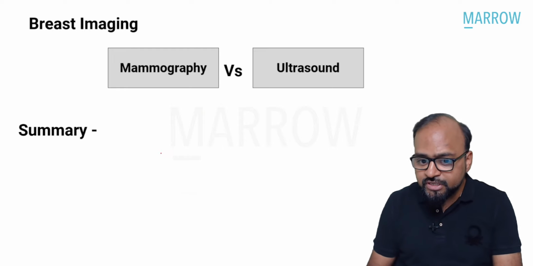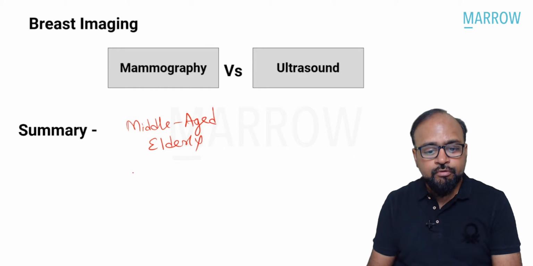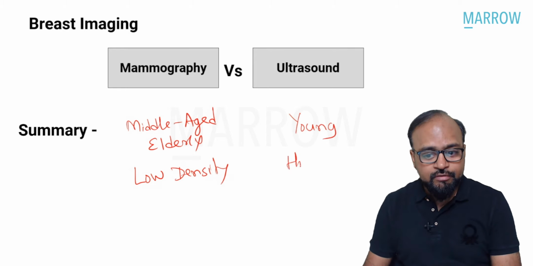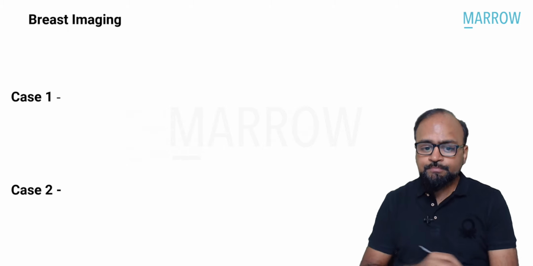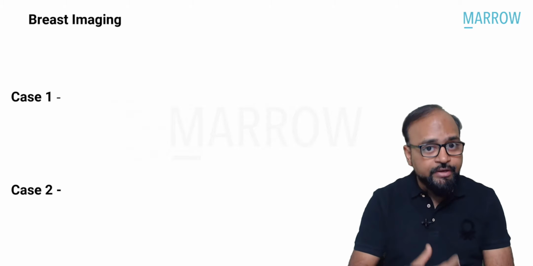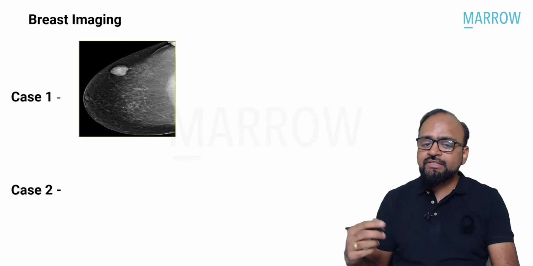So to summarize, we have just discussed mammography is used predominantly in the middle-aged to elderly patients, that is those which have low density breasts, whereas ultrasound is best suited for young patients with high density breasts. Right, now let us look at a few cases that will also help us compare mammography and ultrasound and its advantages and disadvantages. So look at this case one.